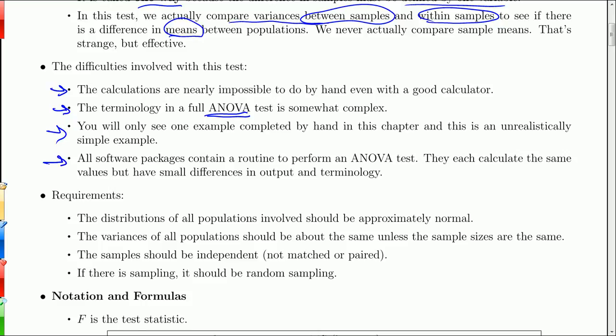You will see one example completed by hand, and it is unrealistically simple. All statistical software packages will contain a routine to perform ANOVA tests. They calculate the same values, but there are differences in output and terminology, especially terminology. But we'll get into the terminology so that whatever software package you're using, you'll be able to recognize the key players in the results.